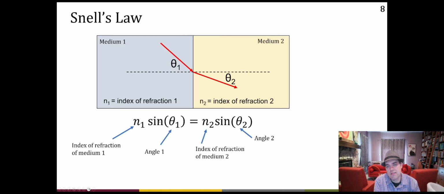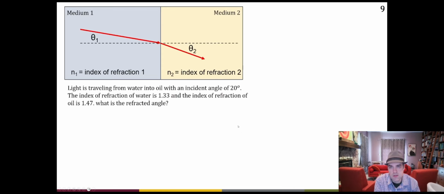So n1 sine theta 1 equals n2 sine theta 2. Let's put this into practice. Let's figure out what this refracted angle is going to be when light is traveling from water into oil. So here we have an incident angle of 20 degrees, and I know the index of refraction of water is 1.33, and the index of refraction of oil is 1.47. Well, what's this refracted angle going to be?